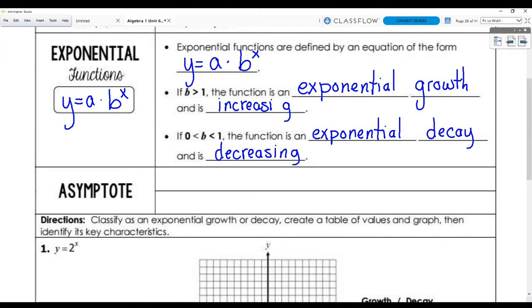So if your base is 1/2 or 1/3 or 3/4, it's exponential decay and it's decreasing. So an asymptote is a line which the graph gets close to but never touches or crosses.